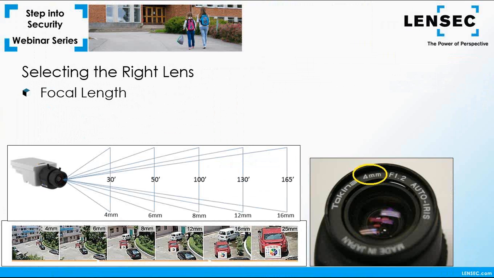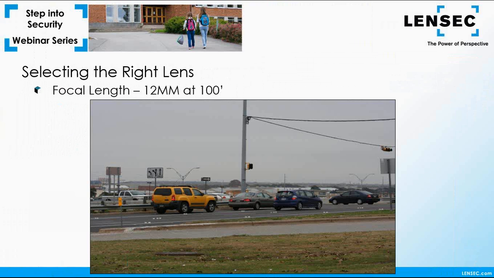Now let's take a look at lenses. An important thing about lenses is the focal length. Fixed or varifocal lenses describe focal length in millimeters. This is usually displayed on the lens body. The smaller the number, the wider the camera angle is going to be. The larger number indicates a tighter field of view, consequently a smaller viewing area, potentially at a distance.